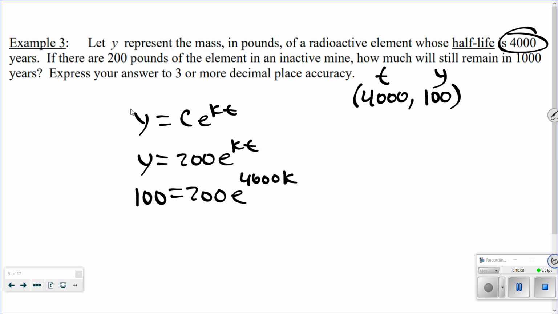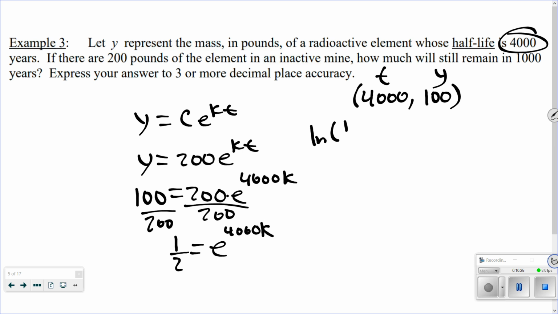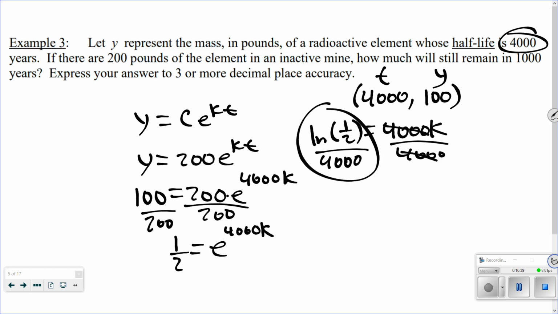Okay, so divide by 200. So if I start with that, I have a half, 100 divided by 200, right, equals e to the 4,000k. Take the ln of both sides, so I have the ln of a half equals 4,000k, right? That gets rid of the e on the right side. Divide by 4,000 to get rid of that. Okay, this is what k is equal to, right? It's equal to the ln of a half divided by 4,000.